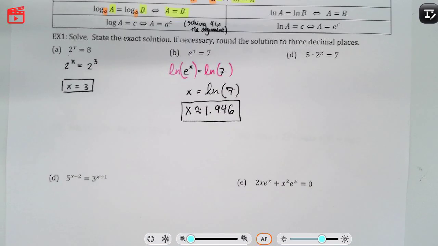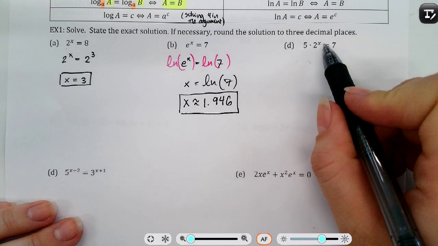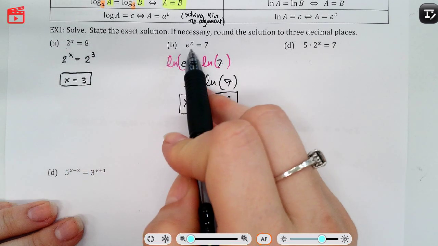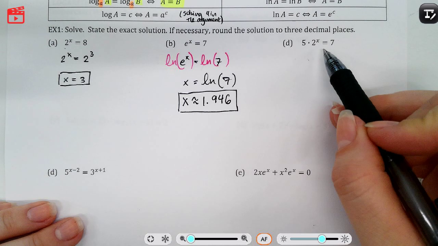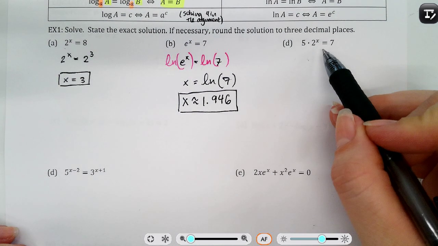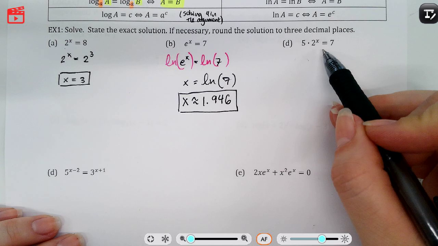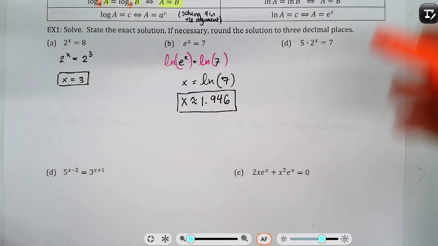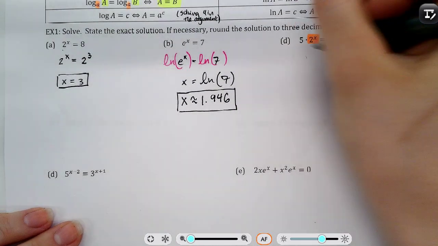All right, d. Well, it's also exponential. My variable is up in the exponent. That was one thing I forgot to mention: this is all for when your variable is in your exponent. This is a kind of different way of solving it. So, plan here. I could take the natural log of both sides, but what I want to do is get the base that has the variable by itself. So to do that, I'll divide both sides by 5.